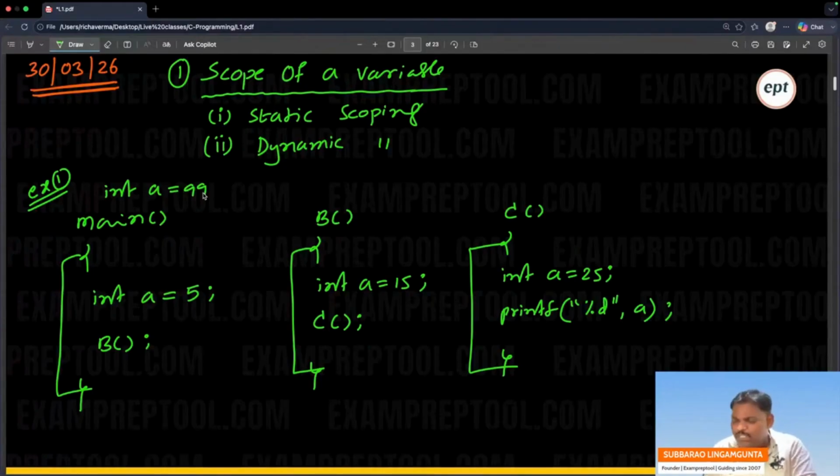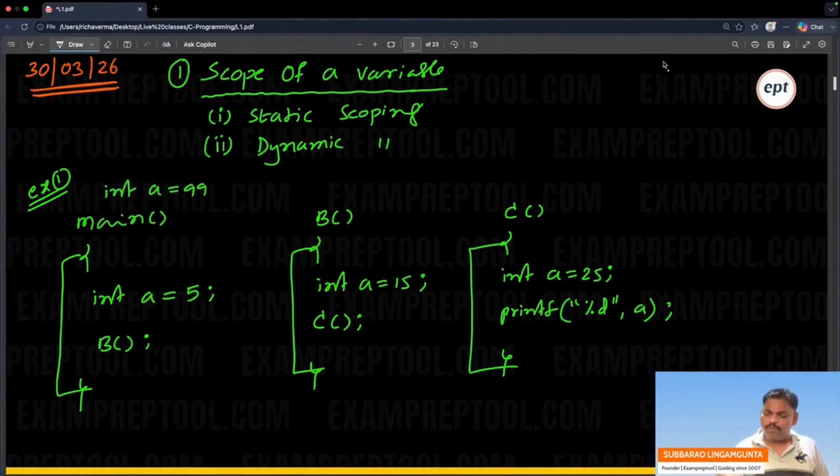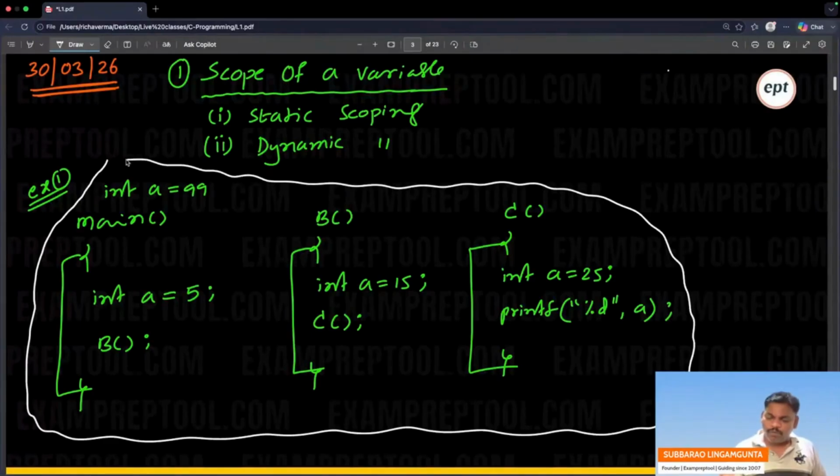This is a C program, everyone knows. Those people who are watching, can you give the answer? For every program, whichever programming language it is, execution will start from main. Main onwards, execution will start.